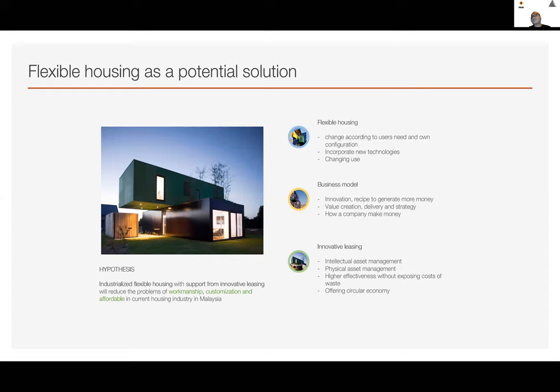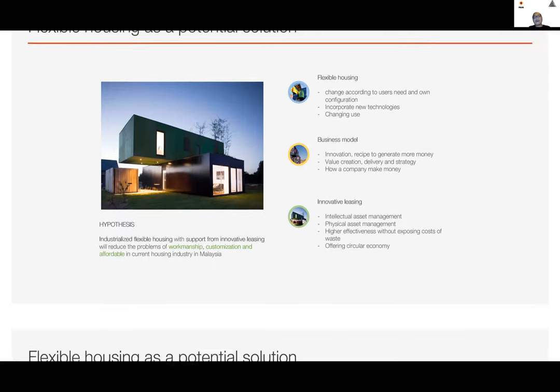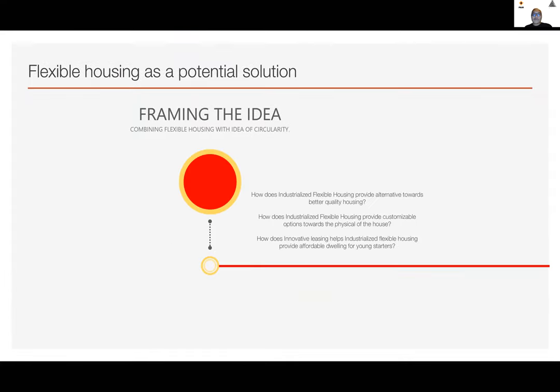For example, I just want to lease the car for 3 years. So you just pay for the car and take care of the fuel you use when you want to move around. But the rest, the maintenance and everything, you don't need to pay because the company will maintain everything. It is the same for this flexible housing concept, where all the maintenance will be run by the company.